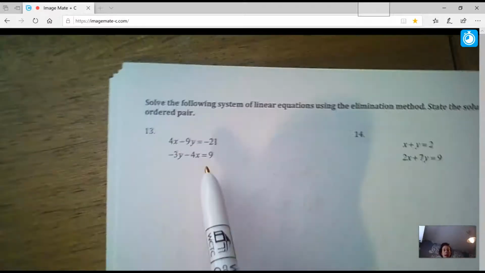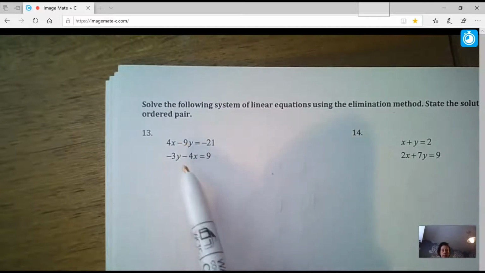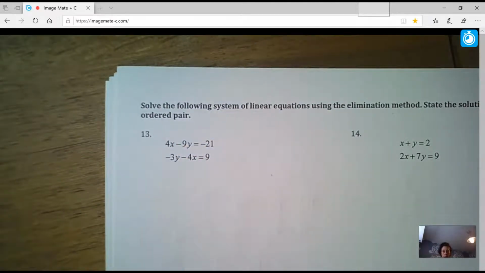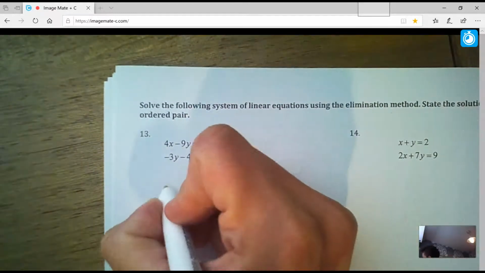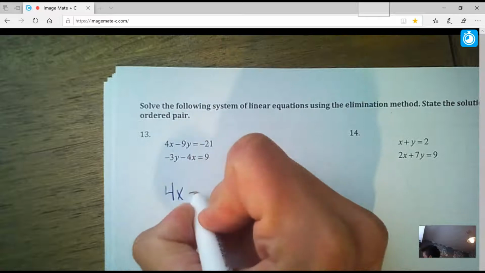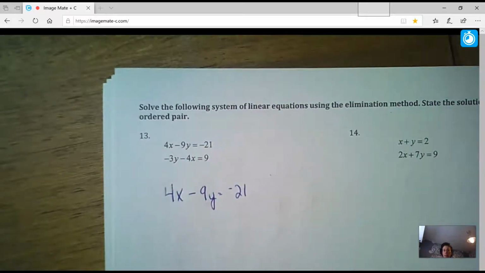And a number that's just a plain number is called a constant. But like on problem 13, the x's and the y's are not lined up. So I would need to do some rearranging to that particular problem. So let's start with 13. What I'm going to do is leave the top problem alone, and I'm going to rearrange the bottom problem.